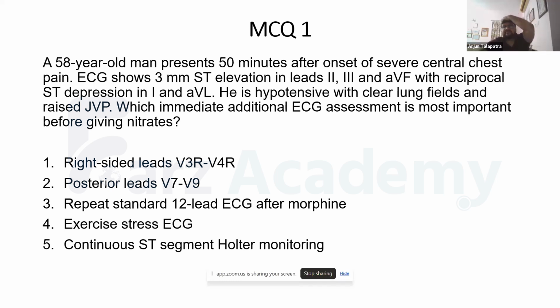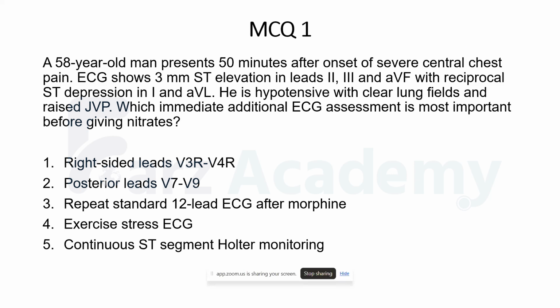Okay, so here you have a 58-year-old man. This person presents 50 minutes after sudden onset of severe central chest pain. The ECG shows 3 millimeters ST elevation in leads II, III and aVF with obvious reciprocal depression in I and aVL. Patient is hypotensive, but the lung fields are clear and the JVP is raised. Which immediate additional ECG assessment is most important before you give nitrates to this patient? What are you suspecting here, and why is it important to know this before giving a particular therapy? And how would you confirm it? That is basically what we are asking.